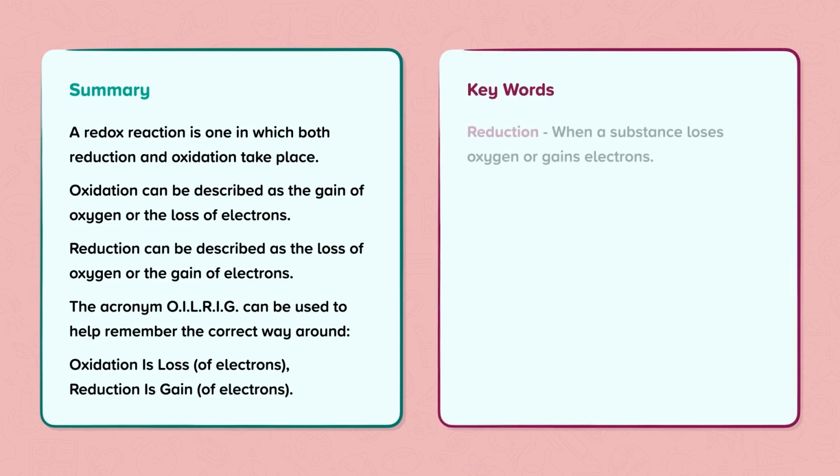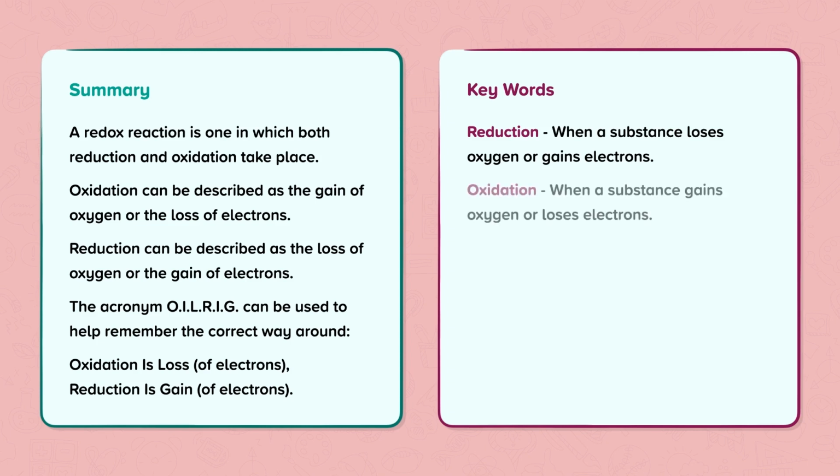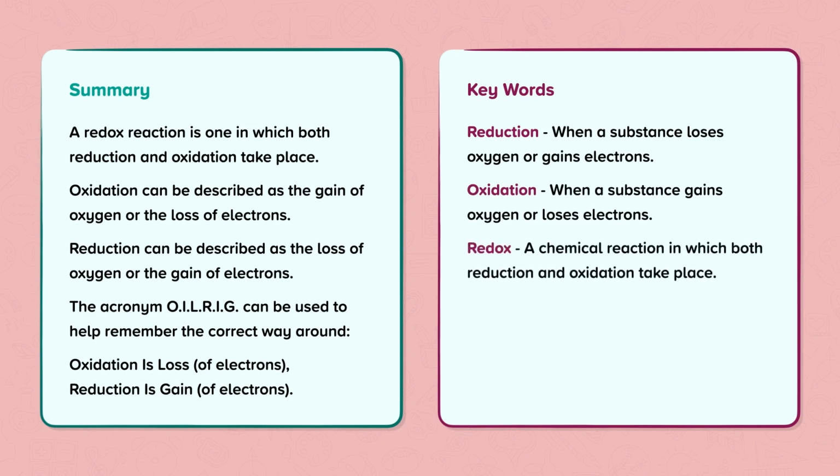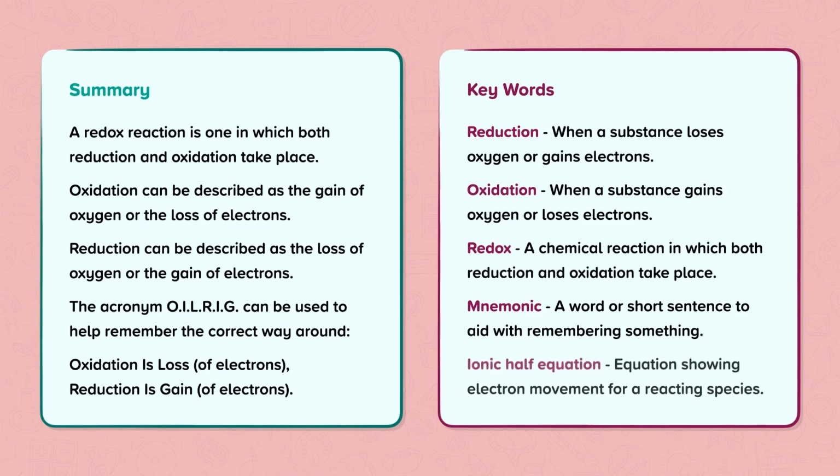Keywords. Reduction, when a substance loses oxygen or gains electrons. Oxidation, when a substance gains oxygen or loses electrons. Redox, a chemical reaction in which both reduction and oxidation take place. Mnemonic, a word or short sentence to aid with remembering something. Ionic half equation, equation showing electron movement for a reacting species.